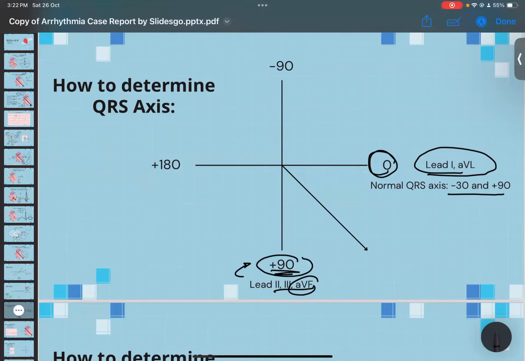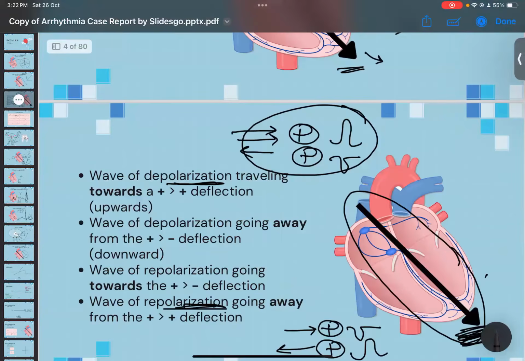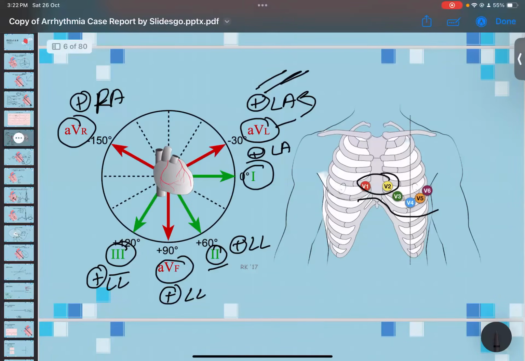This is something that will work when you're approaching a question regarding axis deviations. It will not work if they're asking you a question that directly asks you where exactly is, let's say, if the frontal plane is at 60 degrees, where exactly is it pointing towards? So you kind of want to memorize where exactly lead 2, 3, AVR, and AVL are placed. So 2 is at 60 degrees, 3 is 120, AVR -150, and then AVL -30.